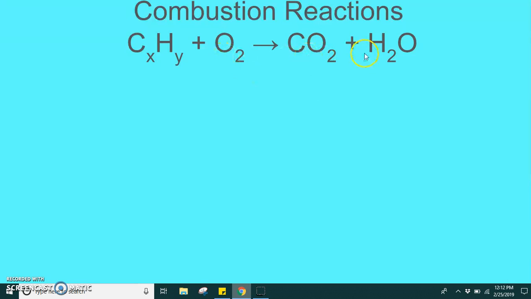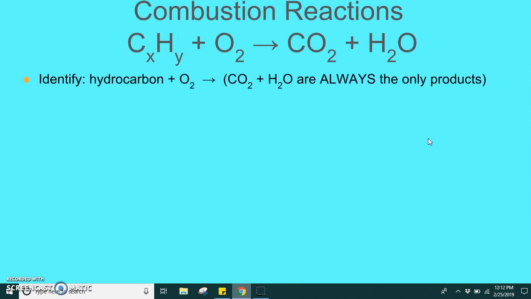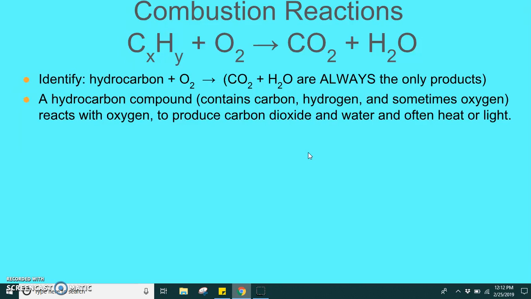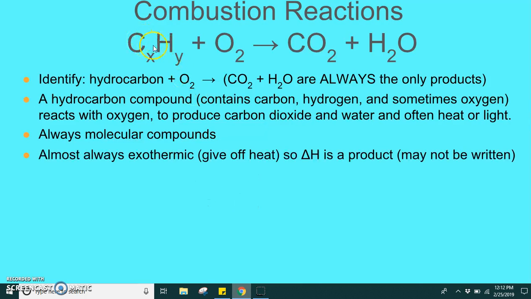So this is kind of how you will see all of these set up. You will always see carbon dioxide and water on the product side. You will always see oxygen on the reactant side, and you will always see a hydrocarbon. So it's always a hydrocarbon plus oxygen gives you carbon dioxide and water. So as the hydrocarbon compounds, which contain carbon and hydrogen and sometimes oxygen, react with oxygen, they will burn, and they'll often give off heat or light. These are always going to be molecular because the hydrocarbon is molecular. Almost always exothermic, meaning they're going to give off heat.